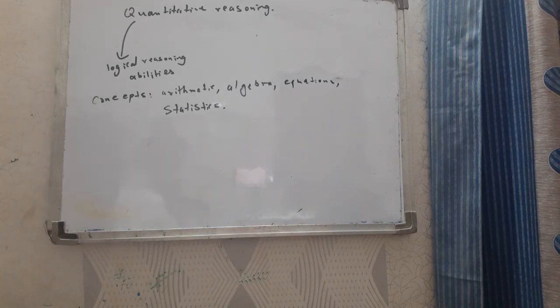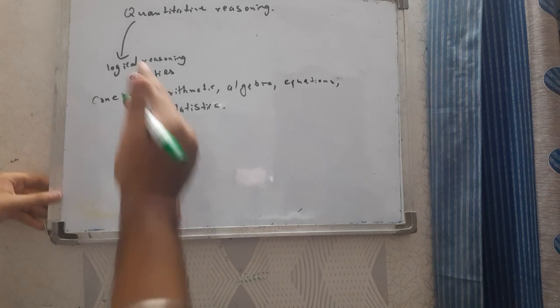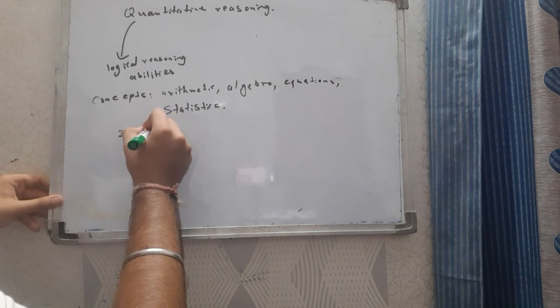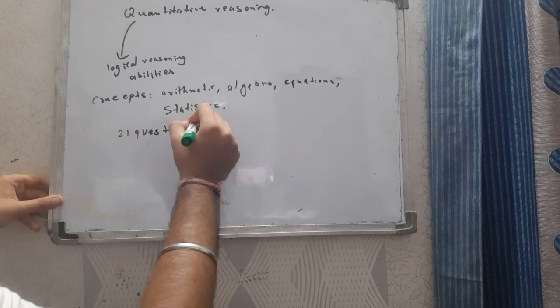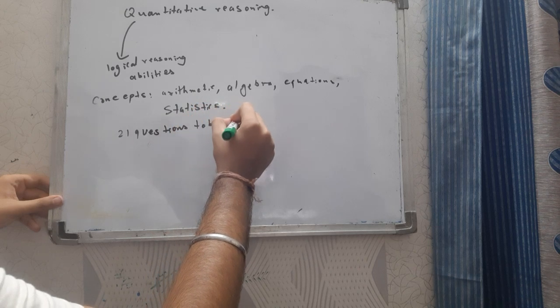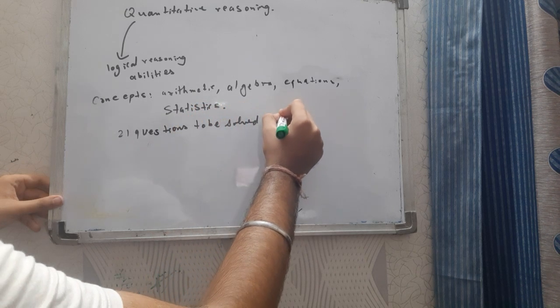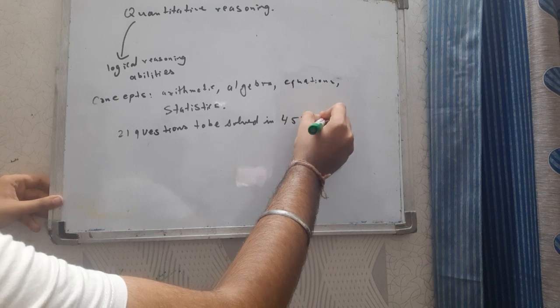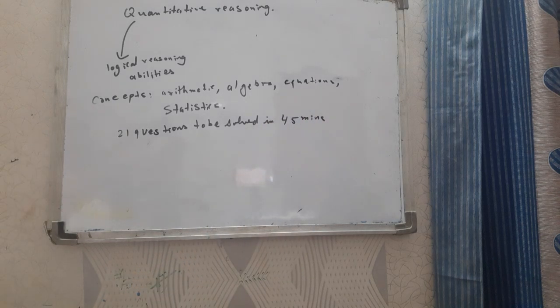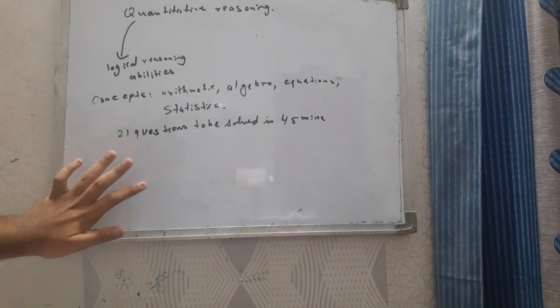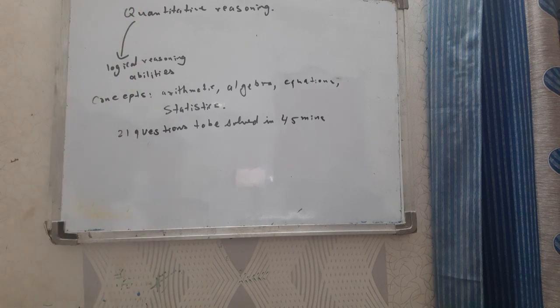So what's the pattern? There are 21 questions to be solved in 45 minutes. So in 45 minutes you have to solve 21 questions of quantitative reasoning. These are usually easy to mediocre questions. You just have to use your brains to answer these questions.